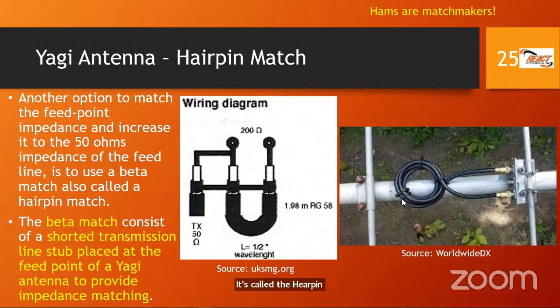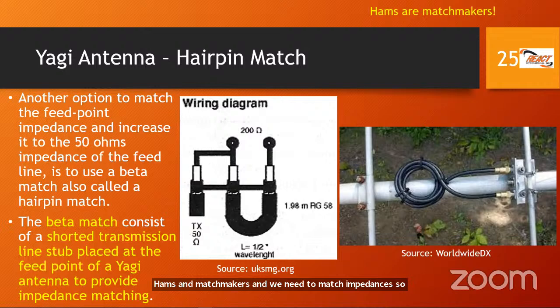It's actually using a piece of coaxial cable that is shorted to create that match. So this is what it actually looks like practically on an antenna. And this is diagrammatically what it looks like, right? So again, this is just another option to match. Again, hams are matchmakers, and we need to match impedances so that our SWR will be low and we have maximum signal transfer and minimal losses due to high SWR along our feed line.